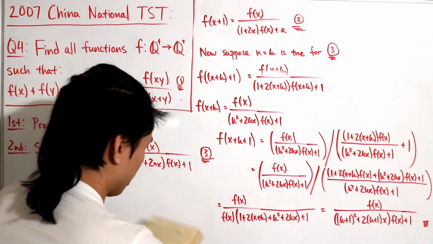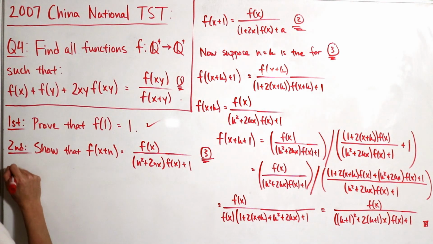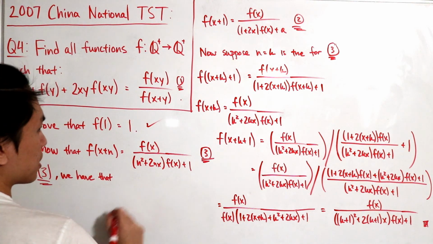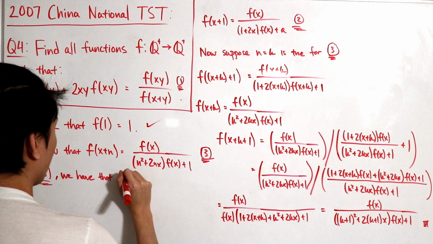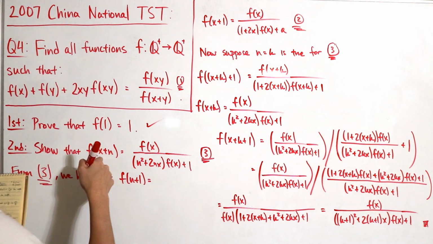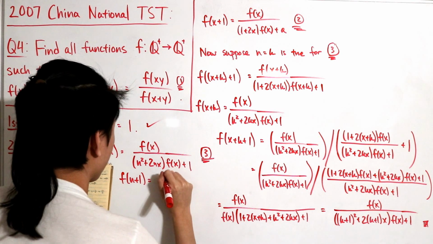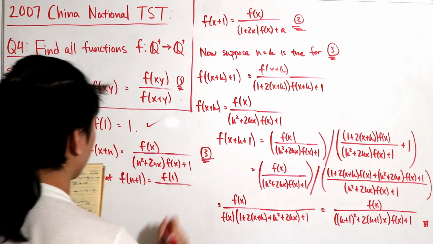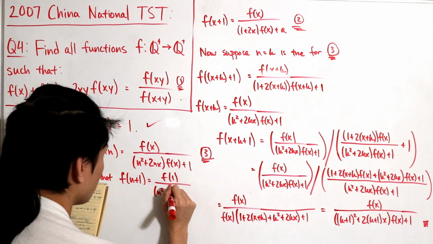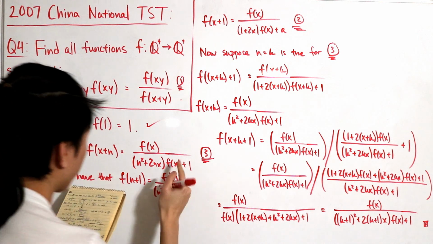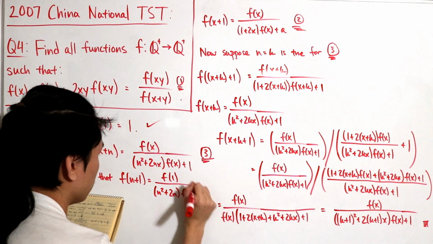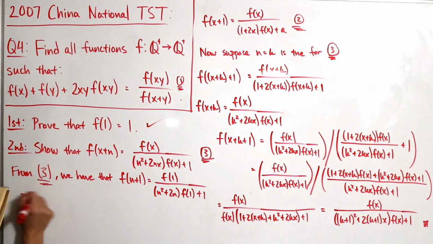Let me actually, because we're already done with this part, get rid of this and leave some more room. So now from number 3, we have that f of n plus 1 is simply equal to f of 1. So we just substitute x equal to 1 back here. So we have f of 1 divided by n squared plus 2n, and then multiplied by f of 1, which is, hold on, let me write f of 1 explicitly, then plus 1. Then we can do some further simplification.